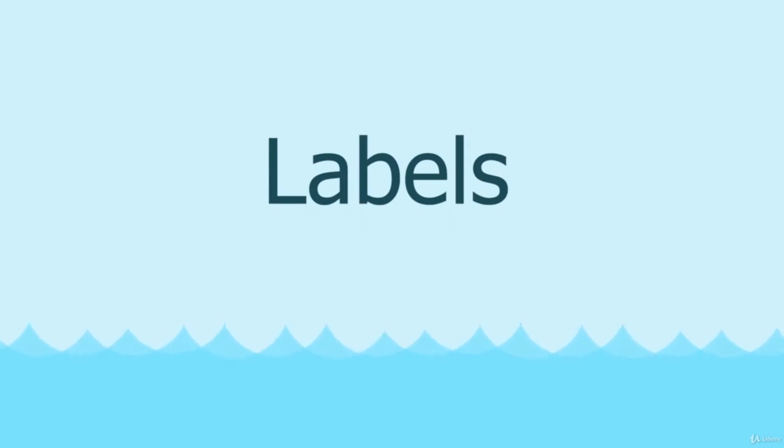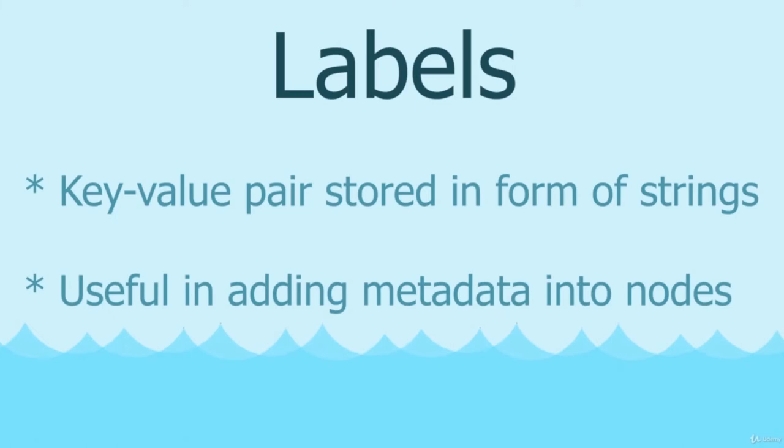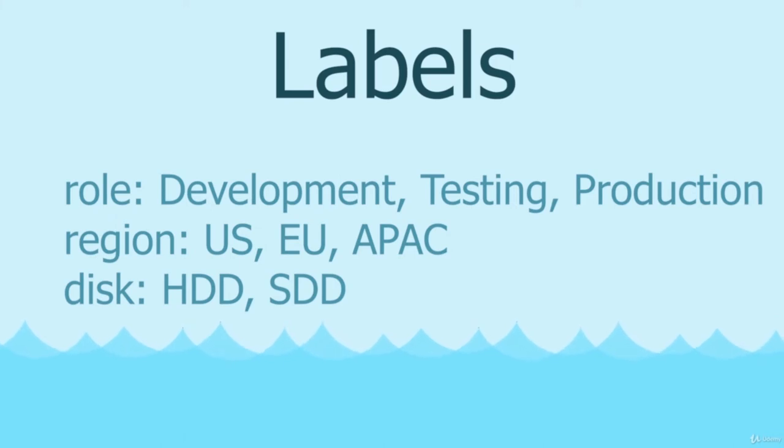Hi and welcome back. In this lesson, we're going to learn about labels and how to add them to your Swarm node. A label is simply a key-value pair stored in the form of a string, and you can use this label as metadata to describe the nodes present in your Swarm. You can describe the role of that particular node, the region, and what kind of disk is used with that node. For example, in role you can add development, QA, production, testing, etc. And in region you can put US, EU meaning European Union, and many others. You can also add whether this node has an HDD kind of disk or an SSD.